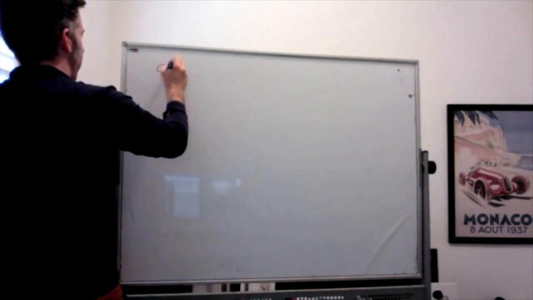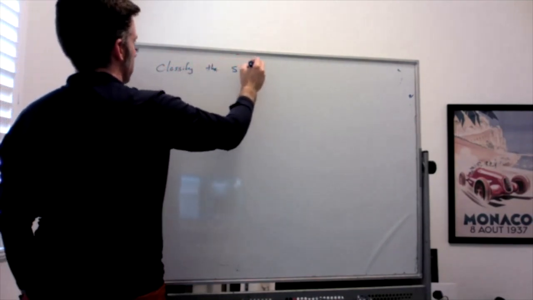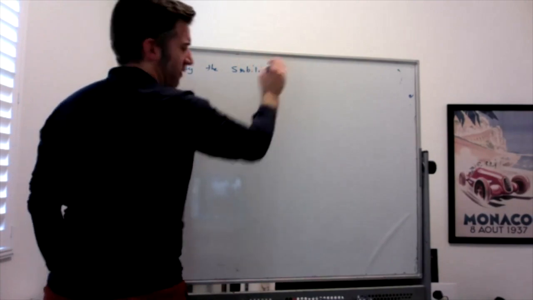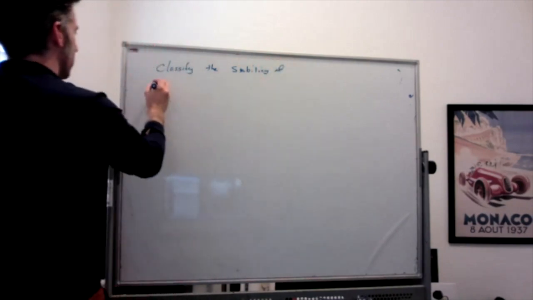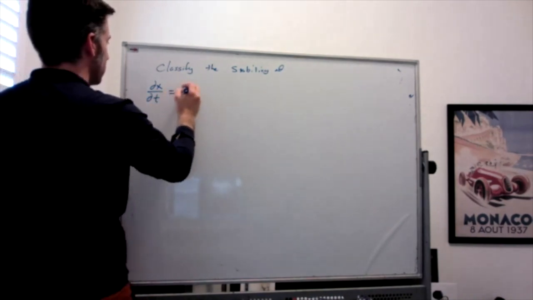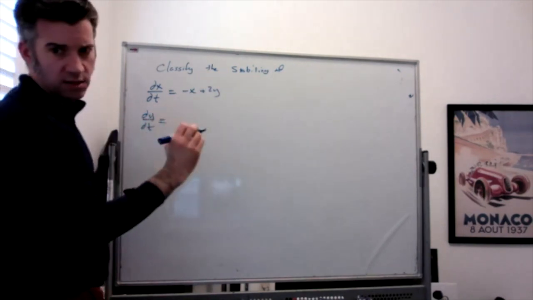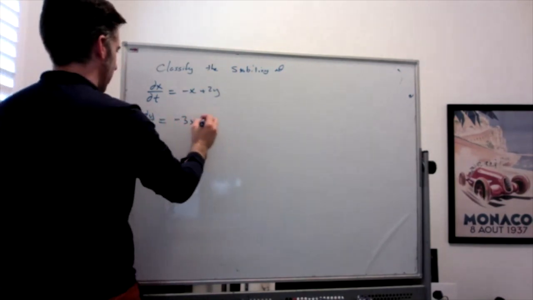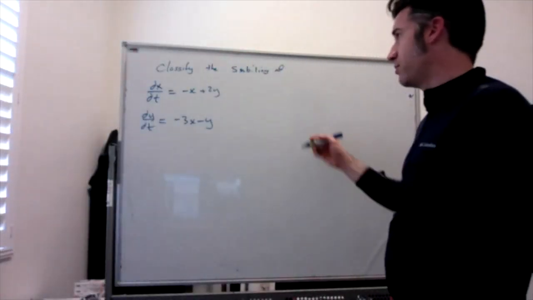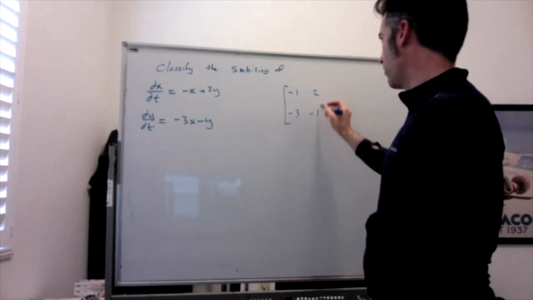So let's say I want to classify the stability of the following system. dx/dt is negative x plus 2y. dy/dt is negative 3x minus y. Okay, so here's our matrix: -1, 2, -3, -1.